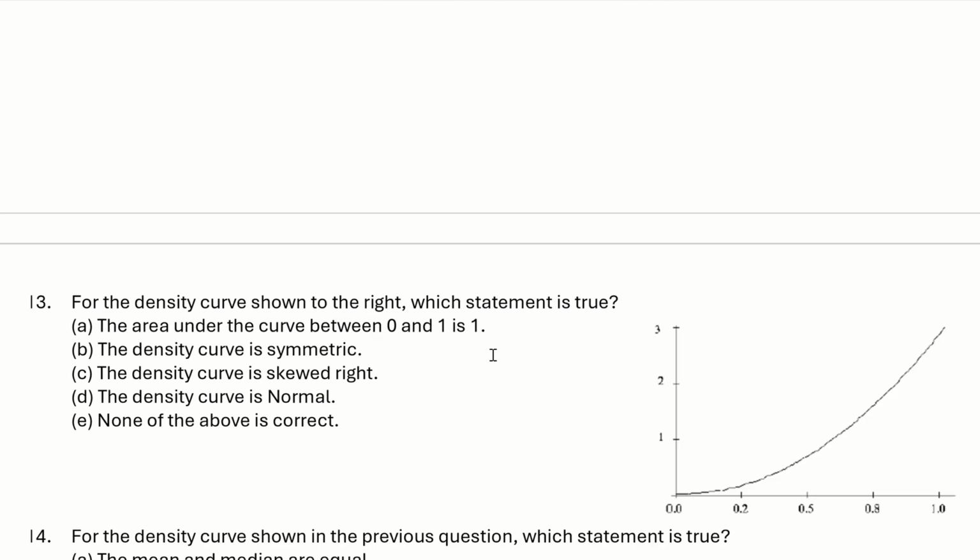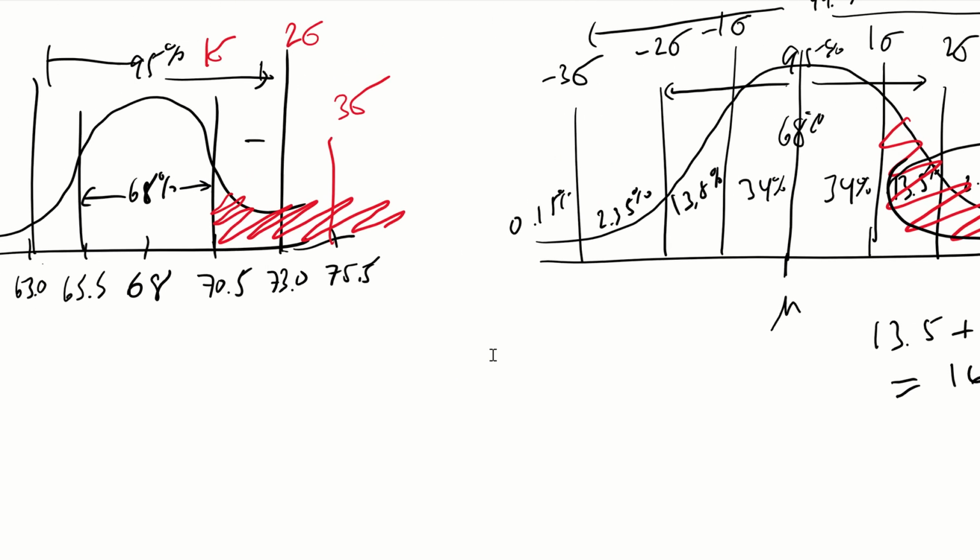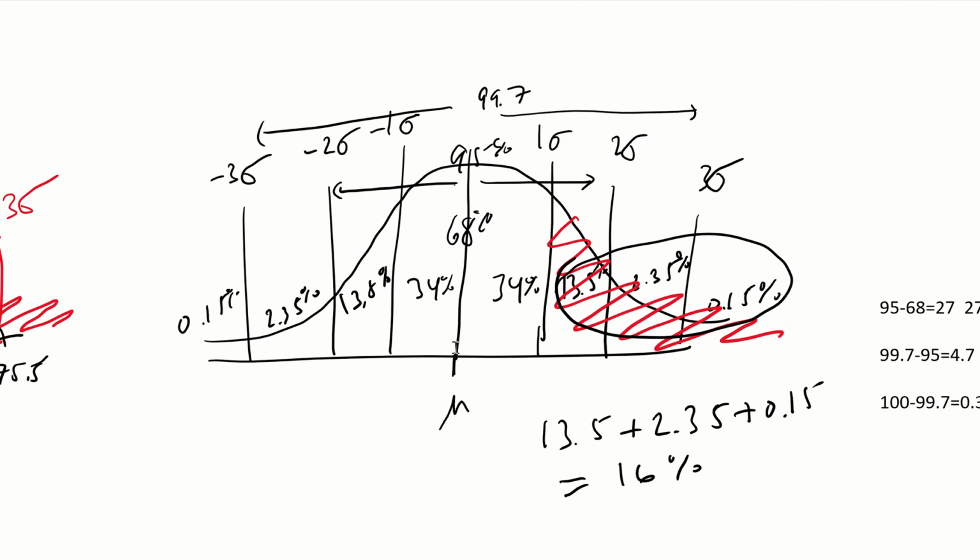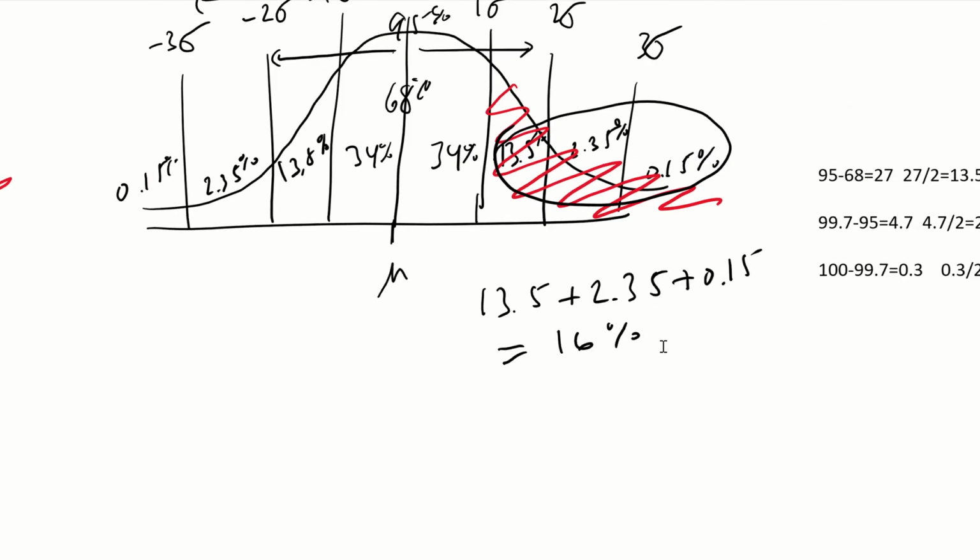All right, number 13. Now you can get these percentages real quick if you just remember the empirical rule. These numbers will never change for the empirical rule, so you might as well dedicate them to memory to save some time.